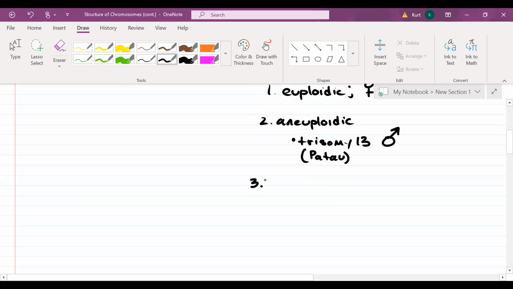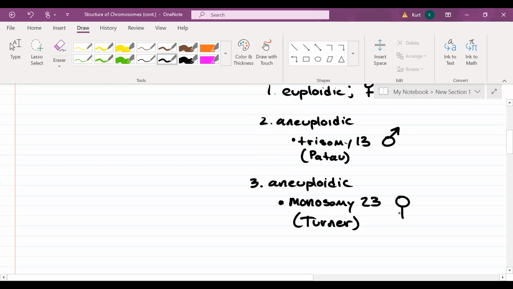Number three was aneuploidic. They had monosomy 23. That's the sex pair. This is called Turner syndrome. My Aunt Diane has this. Notice I said Aunt Diane. This is female. 1 X chromosome instead of 2.